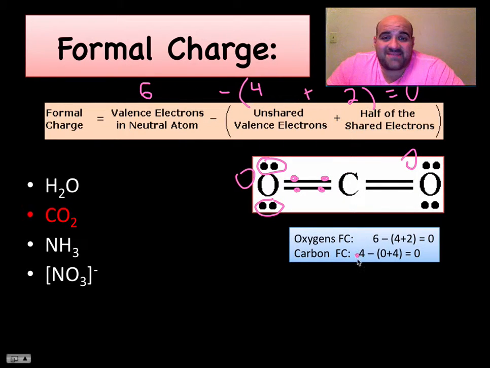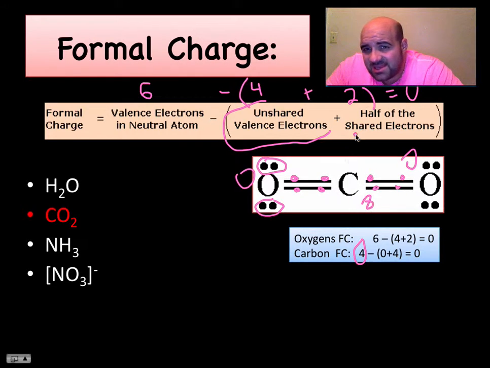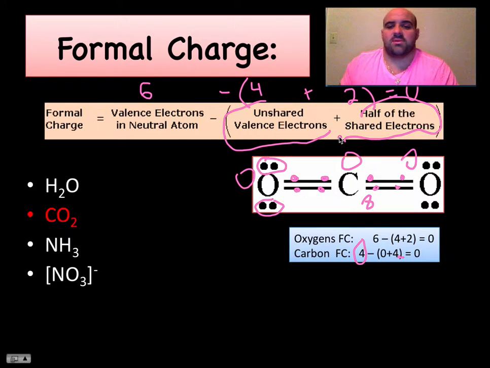Carbon. Carbon normally has 4 valence electrons. 4 minus. How many unshared valence electrons are around carbon? 0. There's no dots around carbon. And how many total electrons is carbon sharing? Well, it's sharing 1, 2, 3, 4 over here. 4 more over here. So carbon is sharing 8 electrons, and if we cut that in half, that becomes a 4. 4 minus 4 equals 0, so the formal charge is 0.